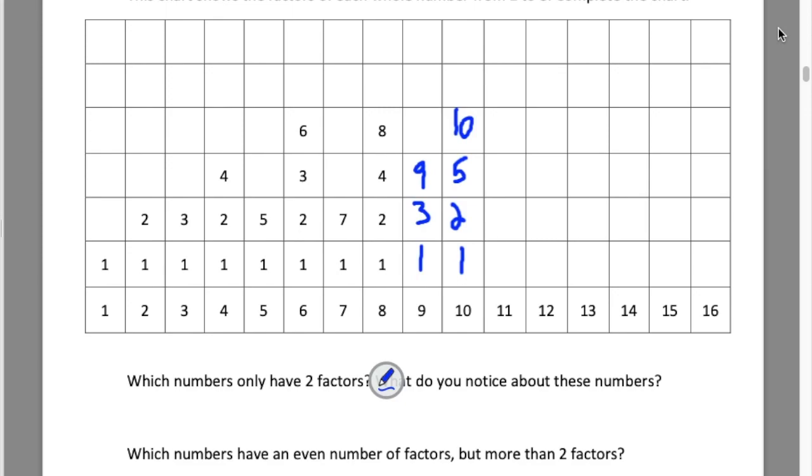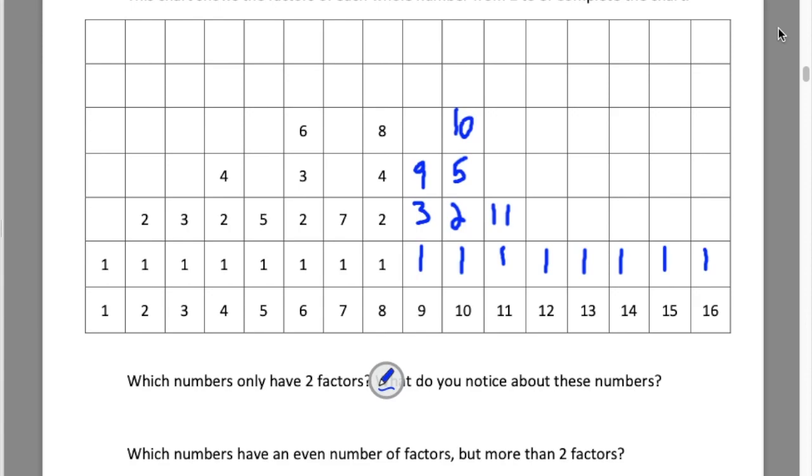Next we have 11. Well, 1 will always work, so we can fill that in. This one gets kind of tricky because we can't do 2, we can't do 3, we can't do 4, we can't do 5, 6, 7, 8, 9, or 10. You can check those on your calculator if you want. If you try and go 11 divided by 2, 3, 4, 5, 6, 7, 8, 9, or 10, it's going to leave you with a decimal each time. So the only factors of 11 are 1 and 11 itself.